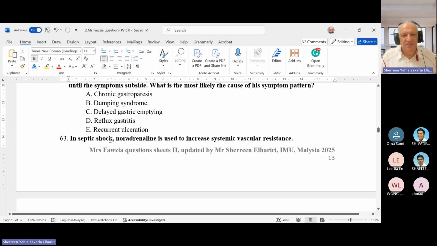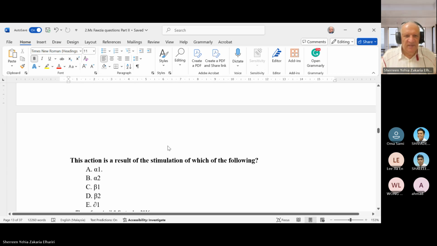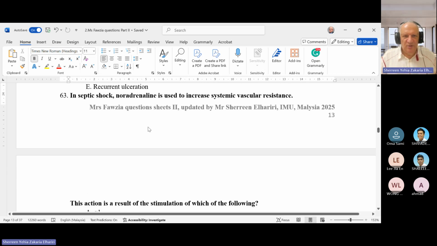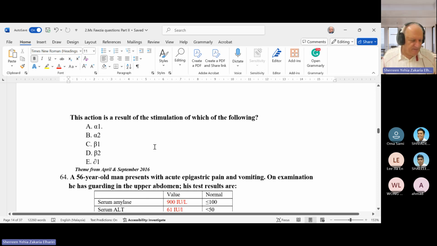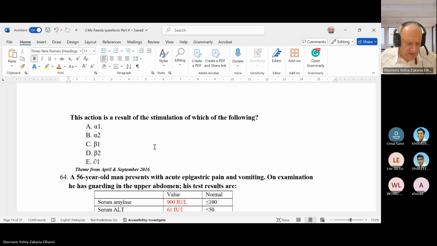Okay. In septic shock, noradrenaline is used to increase systemic vascular resistance. The action of norepinephrine is stimulation of which receptor? Alpha 1. So stimulation is by alpha 1, inhibition by alpha 2. Dobutamine affects B1 and B2.